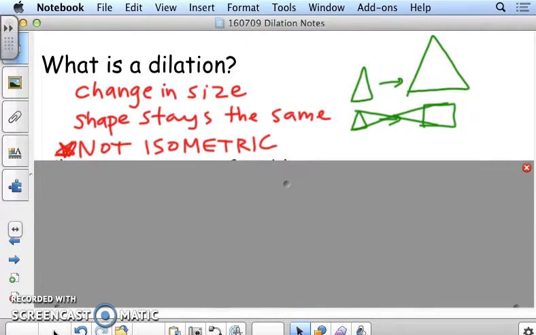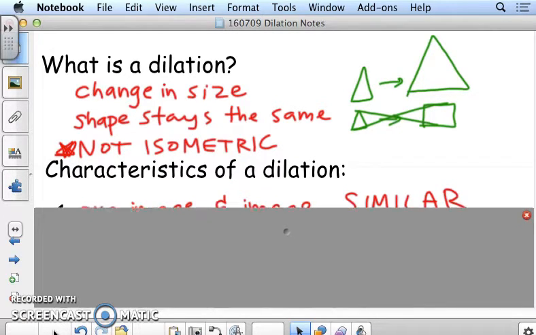One key thing is this is not isometric. So when we talked about isometry, we talked about translations where I slid the figure over, a reflection where I flipped it, and a rotation where I just turned it. But in the end, it was always the same shape and the same size. Well, dilation is the only transformation we're going to talk about that's not isometric.